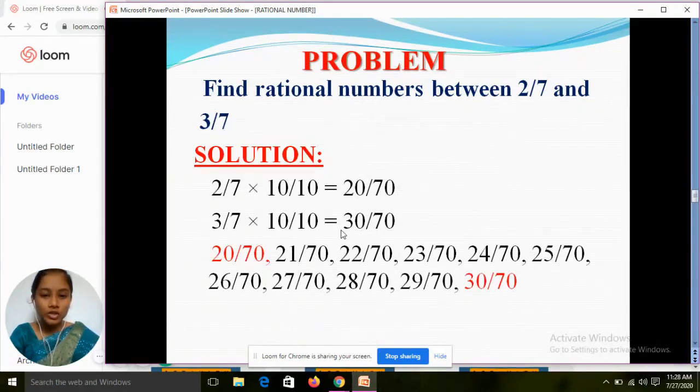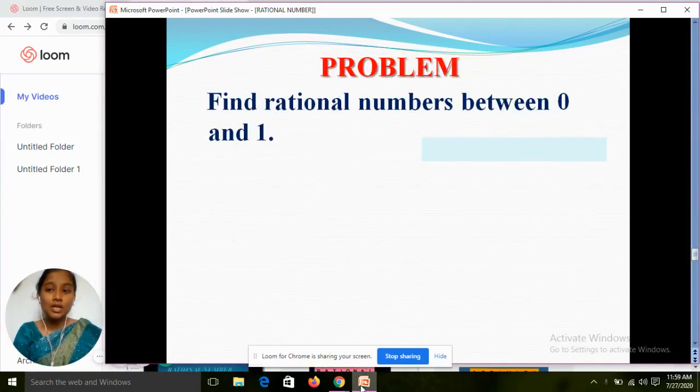That is 21 divided by 70, 22 divided by 70, 23 divided by 70, and it goes on to 29 divided by 70. So in total we have found 9 rational numbers that lie between 20 divided by 70 and 30 divided by 70. That is nothing but 9 rational numbers between 2 divided by 7 and 3 divided by 7.